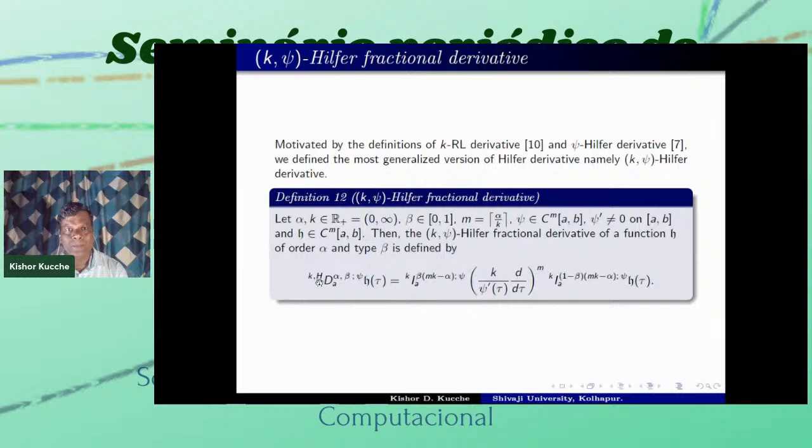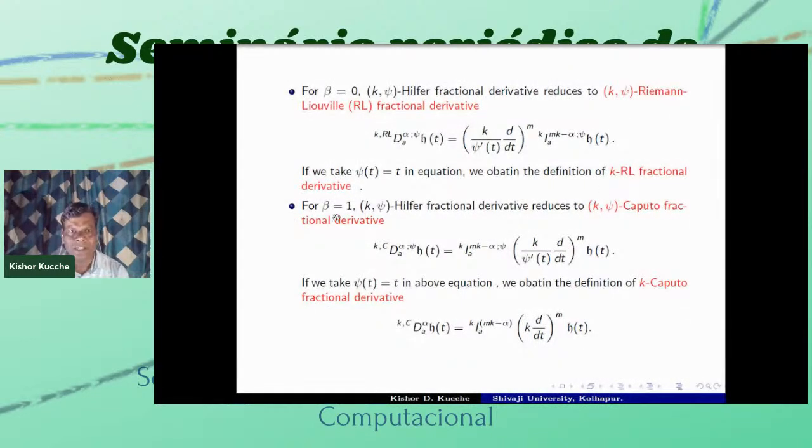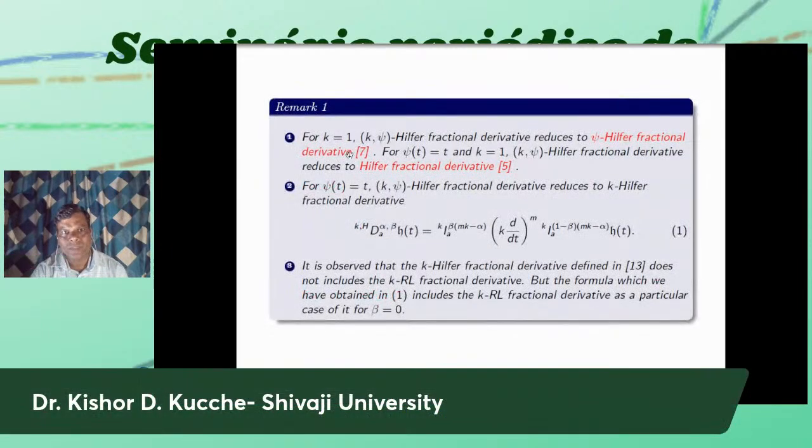We observed that when we put beta equal to 0, this k-psi Hilfer derivative which we defined converts to the k-psi Riemann-Liouville fractional derivative. If you put psi of t equal to t, it converts to the k Riemann-Liouville fractional derivative, and if you take k equal to 1, it again converts to the Riemann-Liouville derivative. If you take beta equal to 1, this k-psi Hilfer derivative reduces to the k-psi Caputo derivative, which is given here, and if you again take psi of t equal to t, it converts to the k Caputo derivative, and if you again take k equal to 1, it converts to our classical Caputo derivative.